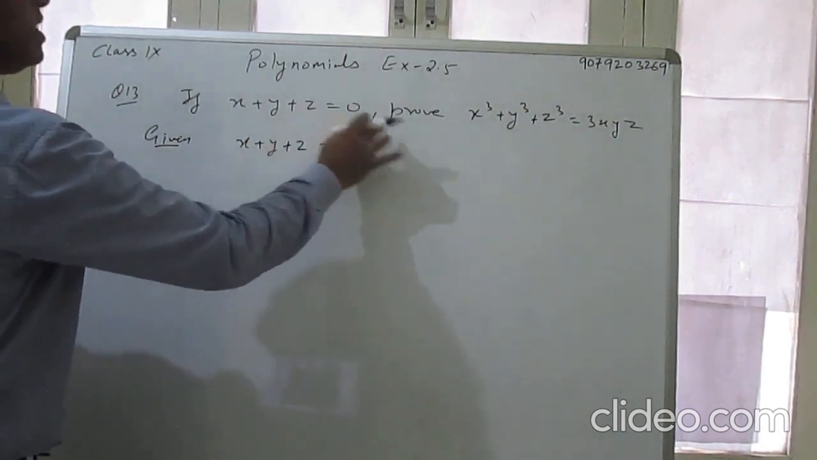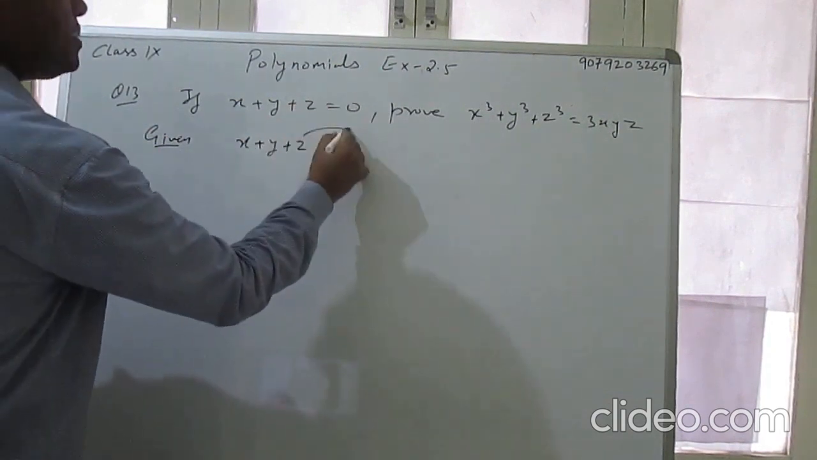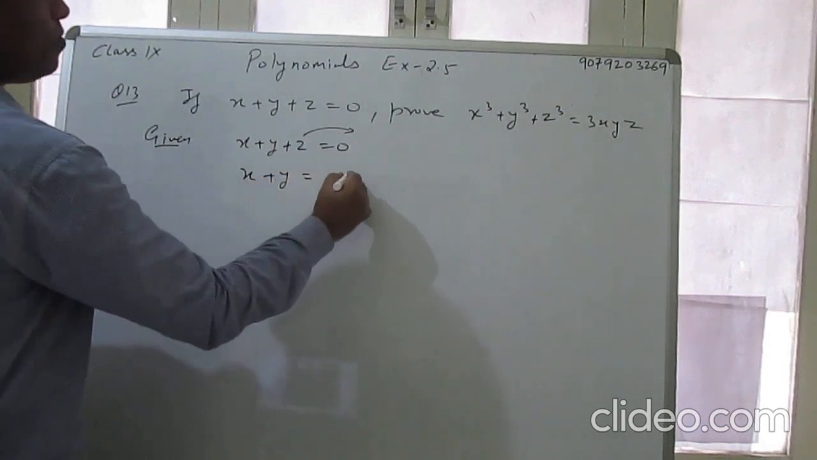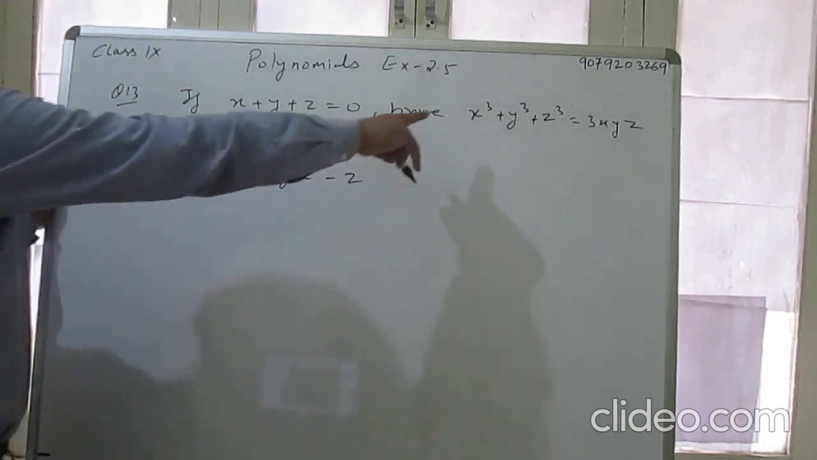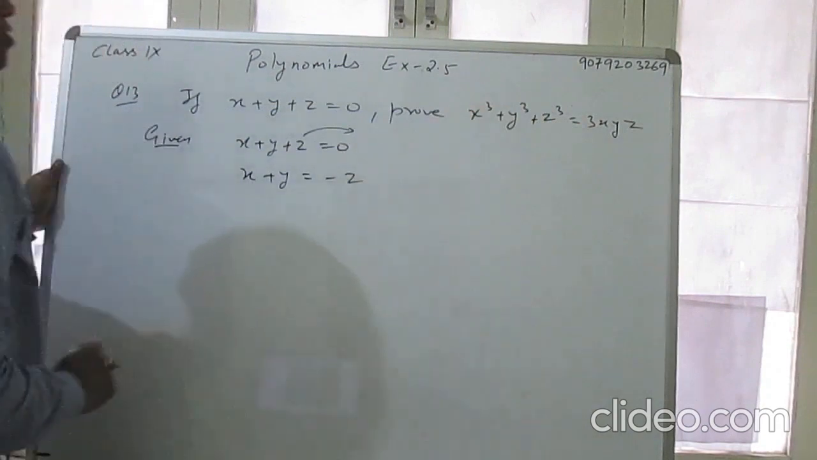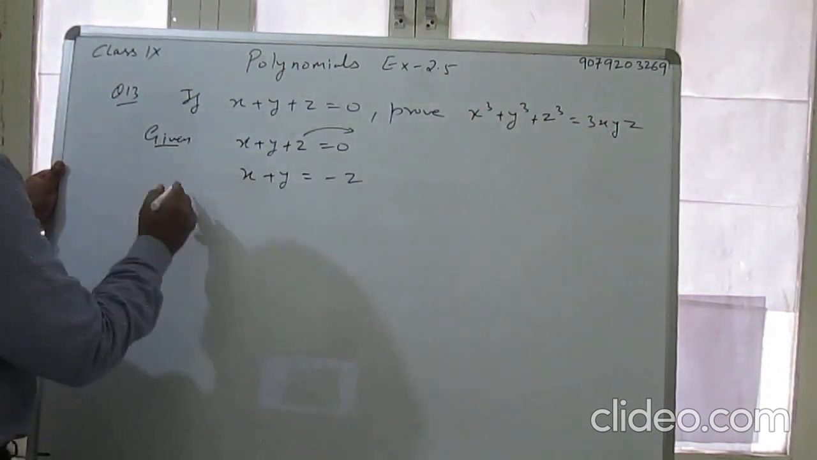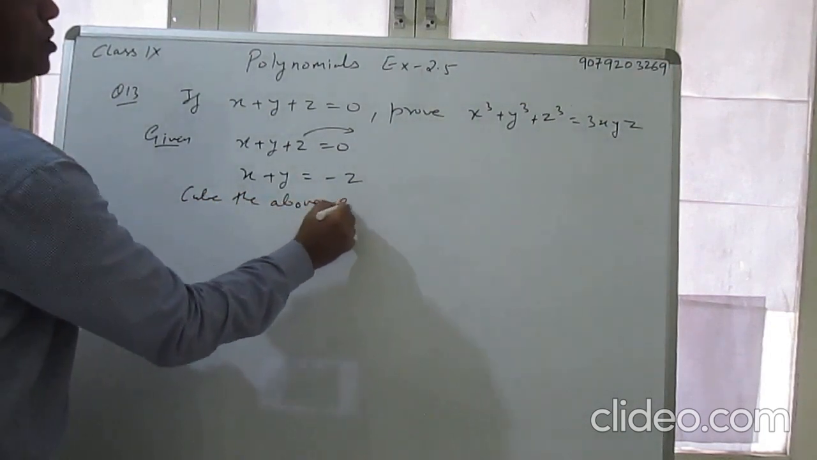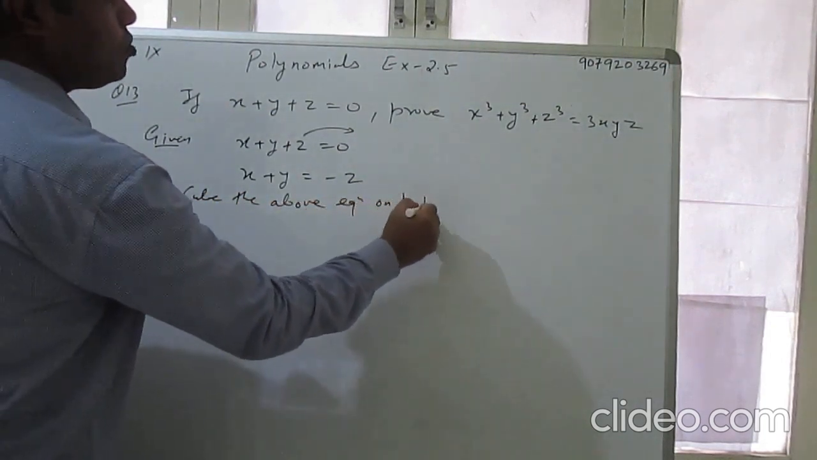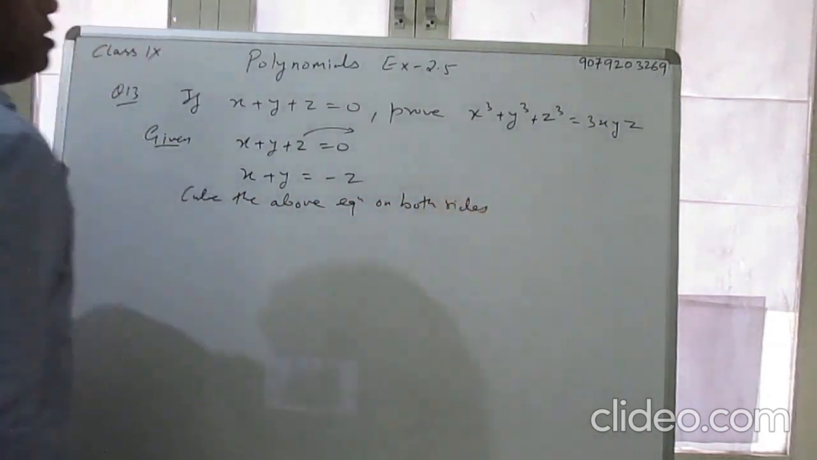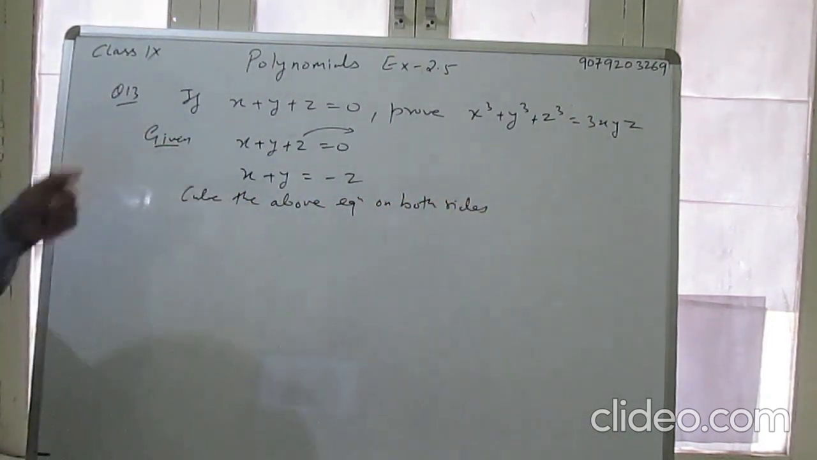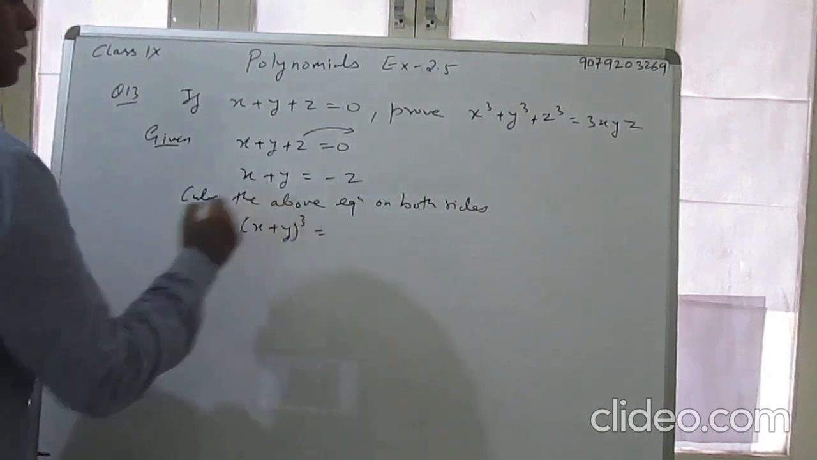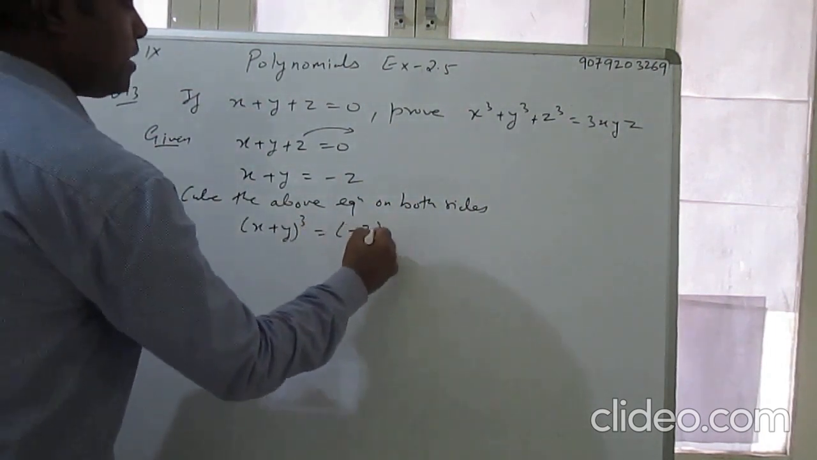Take any one variable to the other side. We take z to this side. So what is the equation? x plus y is equal to minus z. Here you see that all are in cube, so we will cube it. Cube the above equation on both sides, we get (x plus y) whole cube equals minus z cube.